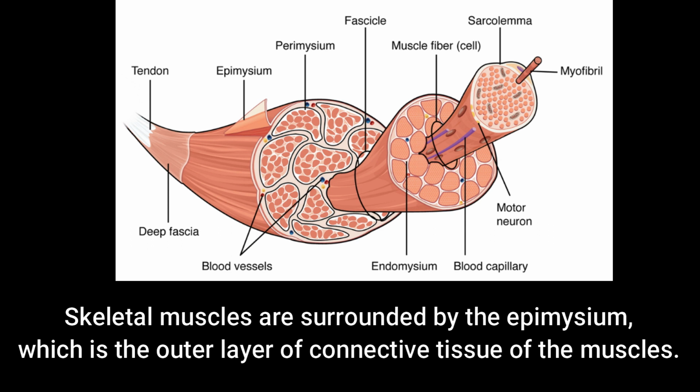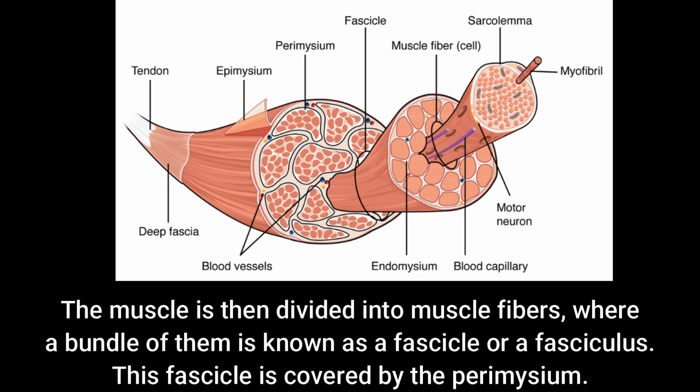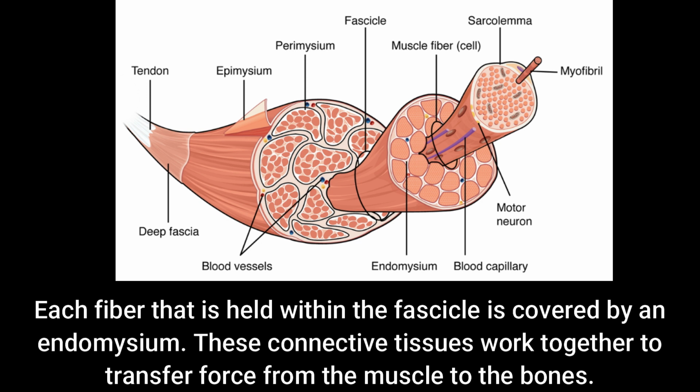Skeletal muscles are surrounded by the epimysium, which is the outer layer of connective tissue of the muscles. The muscle is then divided into muscle fibers, where a bundle of them is known as a fascicle or fasciculus. This fascicle is covered by the perimysium. Each fiber that is held within the fascicle is covered by an endomysium. These connective tissues work together to transfer force from the muscle to the bones.